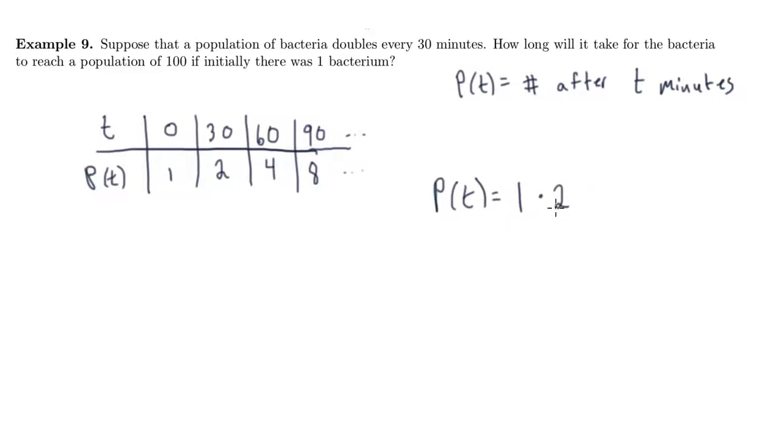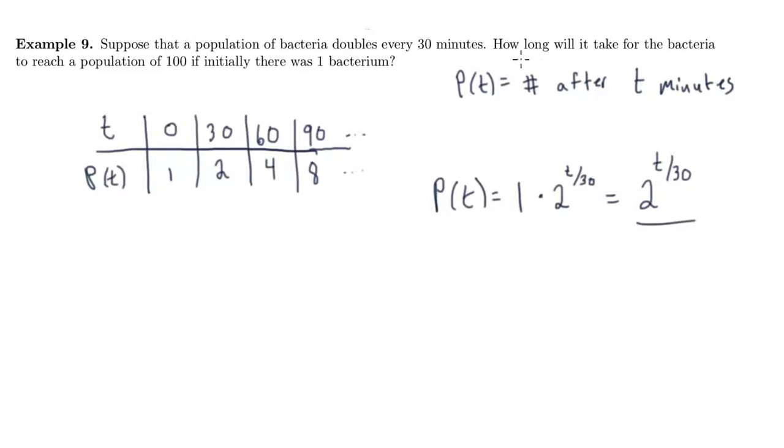How many times am I going to multiply by 2? Well, I'm going to multiply by 2 once for every 30 minutes. So I'm going to put t divided by 30. Because when t is 30, I'm going to get 2 to the first, so I'll get 2. When t is 60, I'll have 2 to the second, which is 4. When t is 90, I'll have 2 cubed, which is 8, etc. So P of t is just 2 to the t divided by 30. Okay, so this is an exponential function.